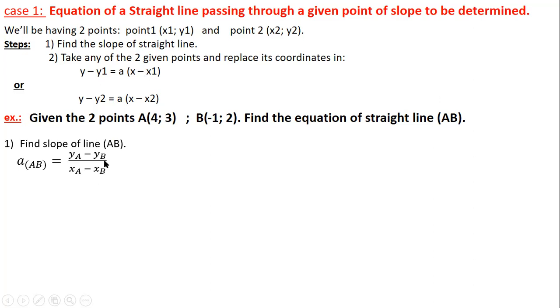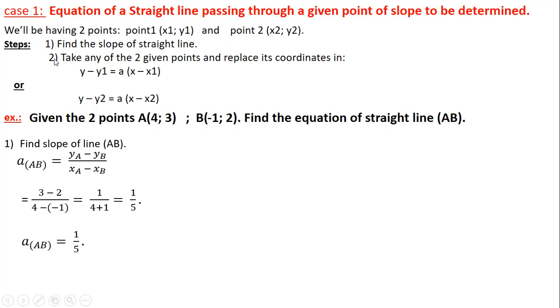Now I replace: YA 3 minus YB is 2 over XA is 4 minus XB is minus 1, so I replace it between parentheses. Now 3 minus 2 is 1, minus times minus is plus 1, so 1 over 5. This is the slope of the straight line AB, which is 1 over 5.